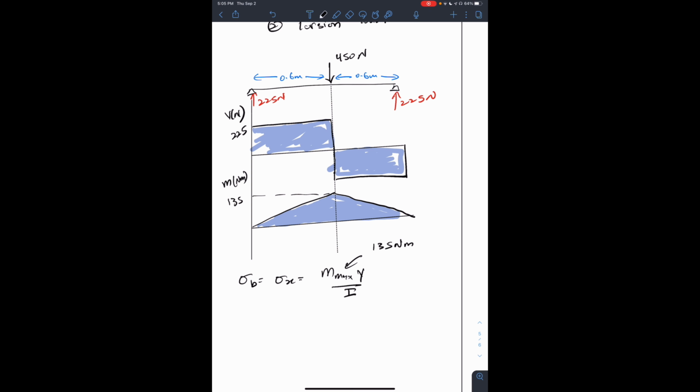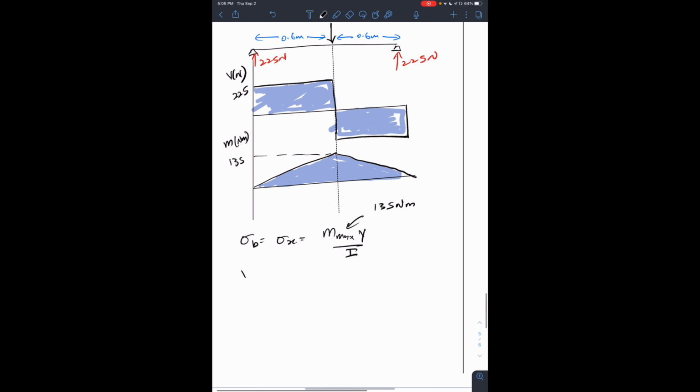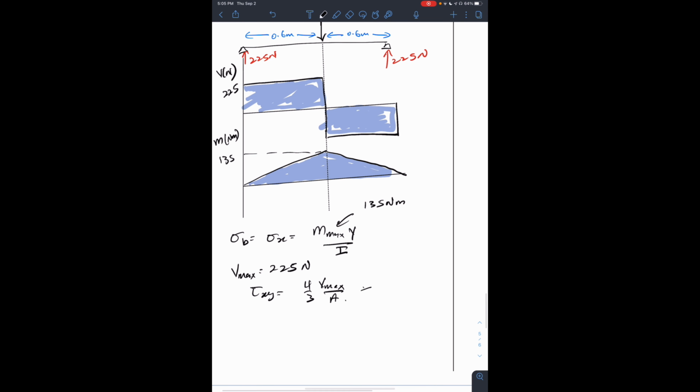And now we come to our shear force and our shear stress. So the maximum shear stress is 225. And in the past we have seen that tau xy was 413 V max on A. So this is still correct if we only look at shear stress due to the point load alone. Remember now we have torsion.